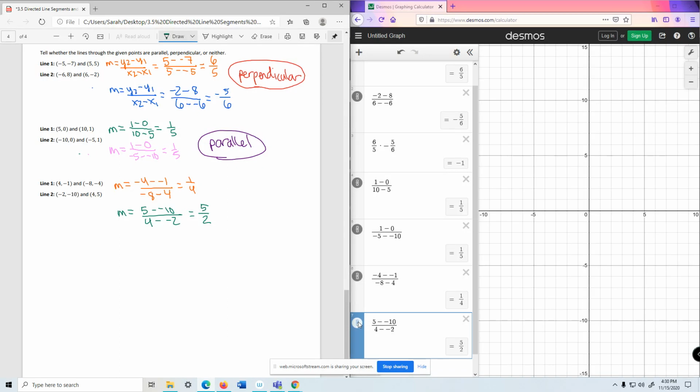So what happens here? The slopes are not the same, so they're not parallel. The slopes are not opposite reciprocals, so they're not perpendicular. So this one is neither. Most sets of lines are going to be neither. But today, mostly we're focusing on lines that are parallel, which have the same slope, or perpendicular, which have slopes that are opposite reciprocals.